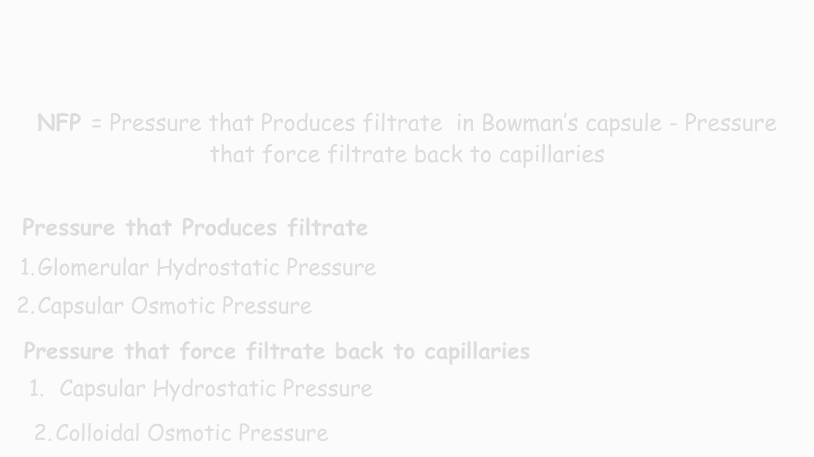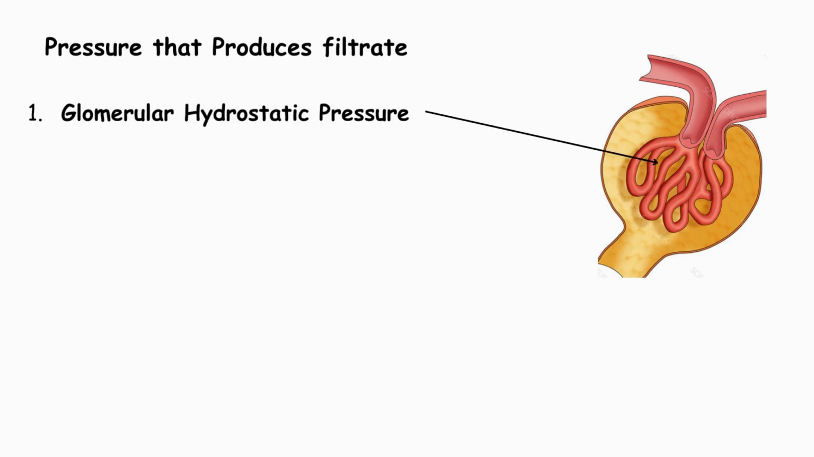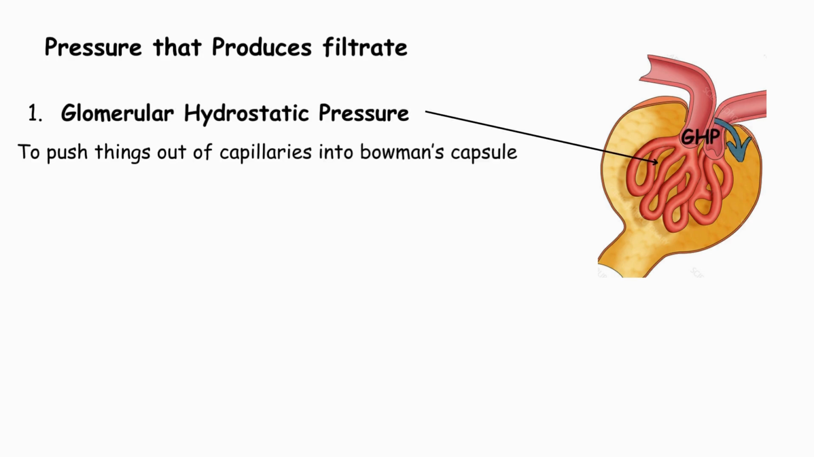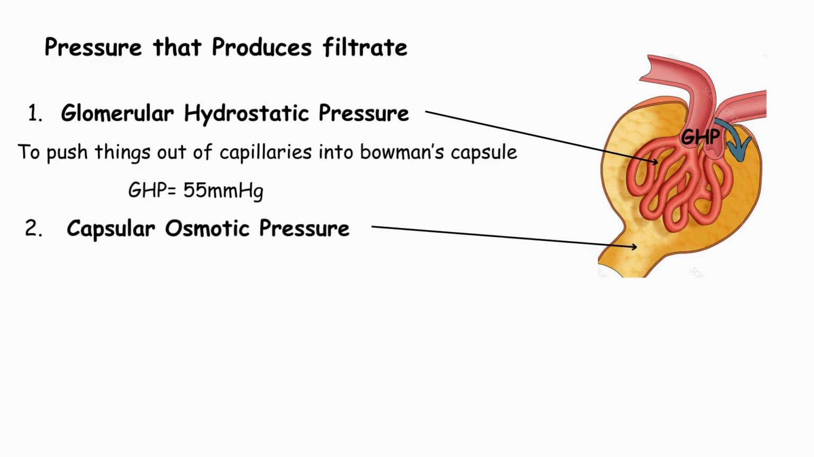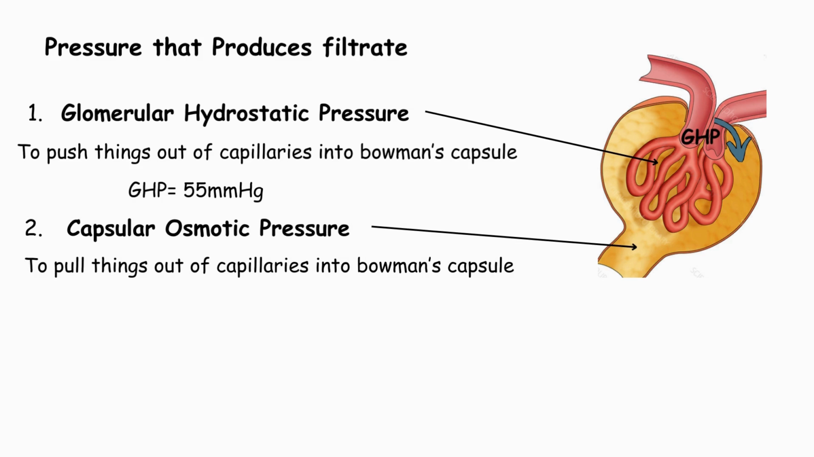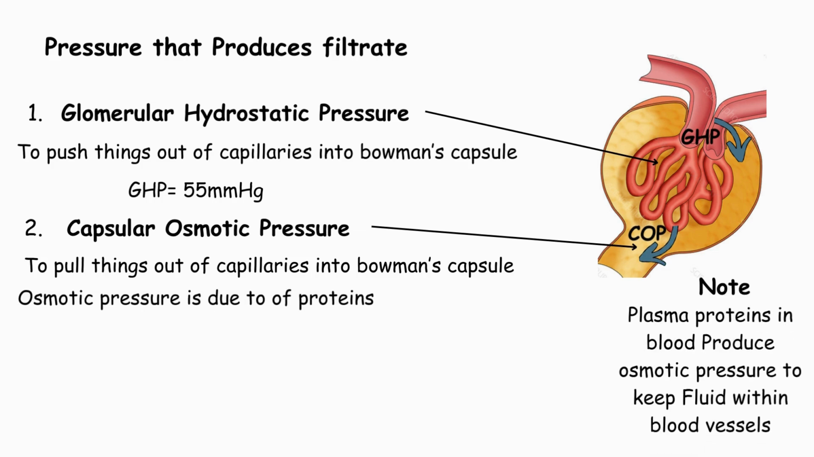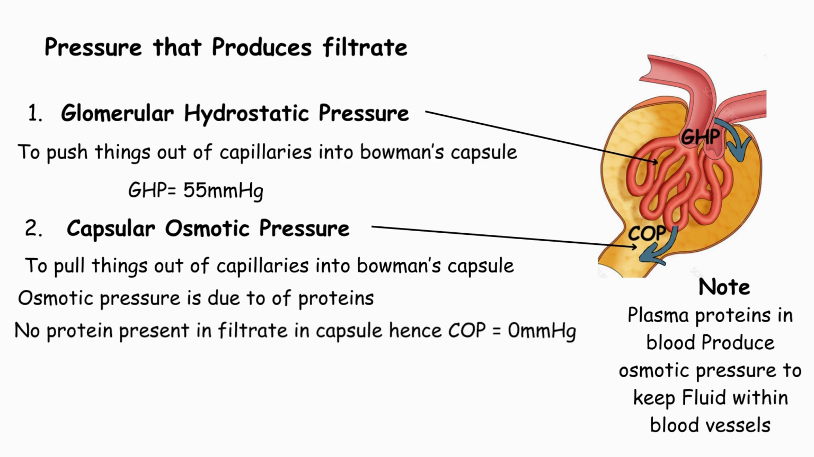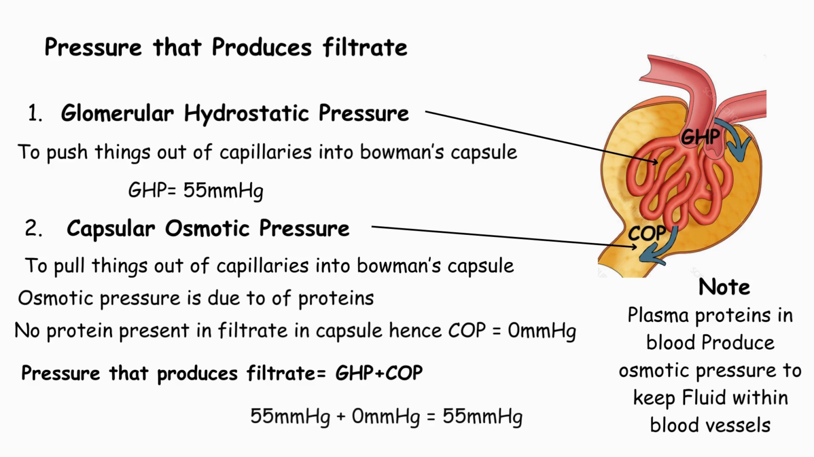Let's see the pressure that produces filtrate. Glomerular hydrostatic pressure pushes things out of capillaries into Bowman's capsule and is about 55 millimeters of mercury. Capsular osmotic pressure pulls things out of capillaries into Bowman's capsule. This pressure is due to plasma proteins, because plasma proteins in blood produce osmotic pressure to keep fluid within blood vessels. As there is no protein present in the filtrate in the capsule, it is 0 millimeters of mercury. Hence, the pressure that produces filtrate is the sum of glomerular hydrostatic pressure and capsular osmotic pressure. This is 55 millimeters of mercury.